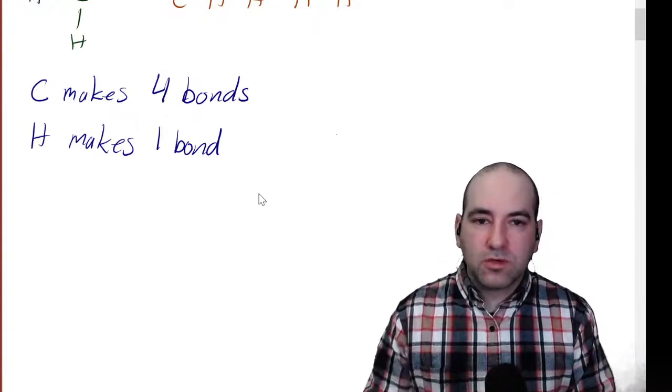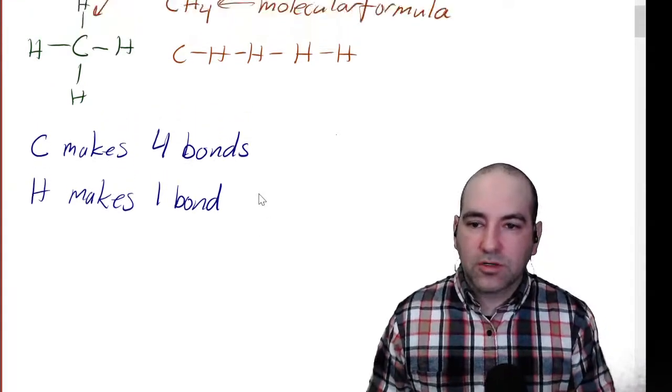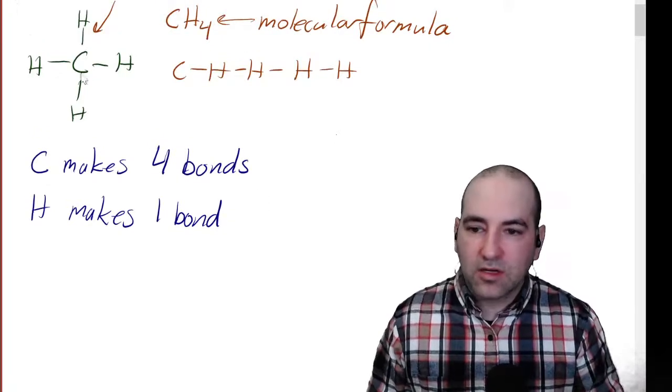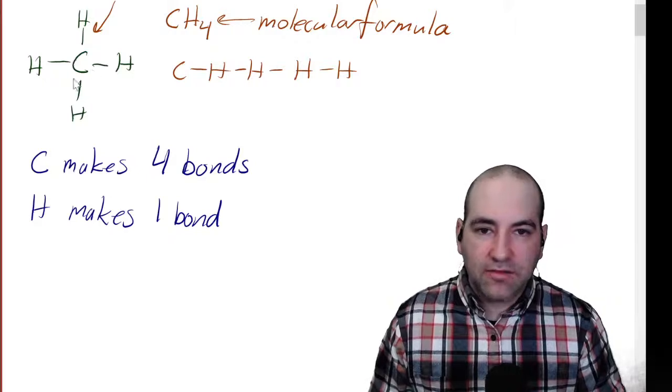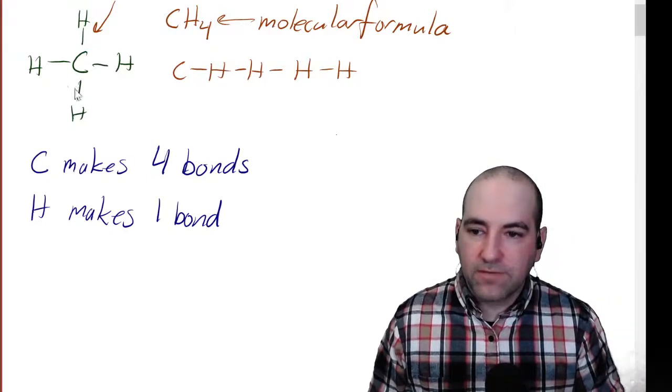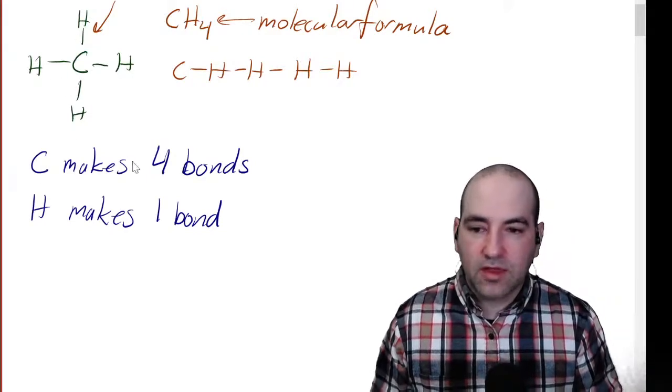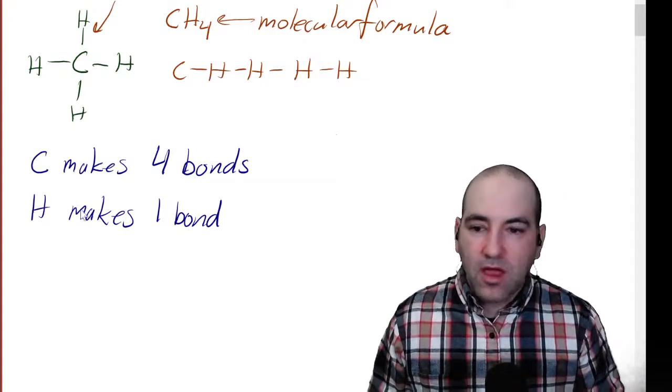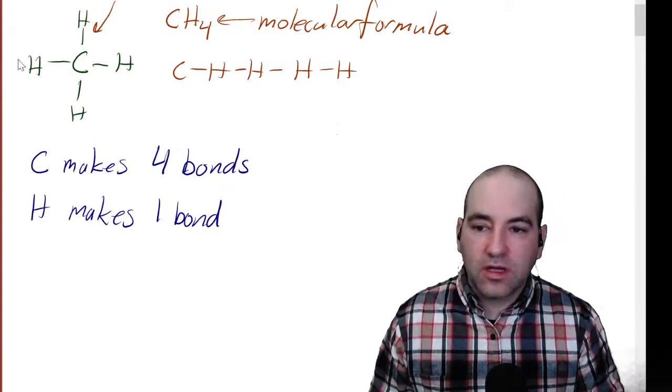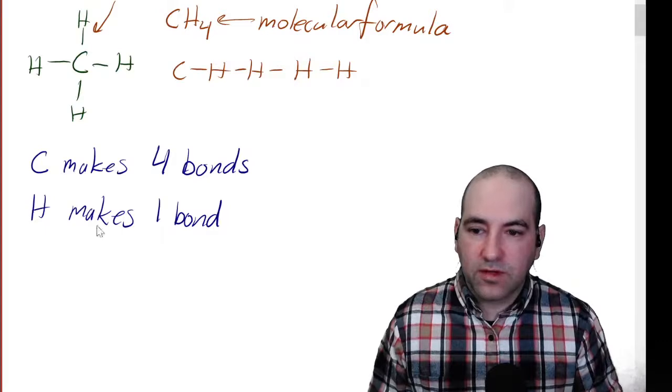So using those two rules then and going back up to our structures, we can see why this is the correct structure and this one is not. Because in the structure on the left, we see carbon with 4 connections to other atoms. So that follows this first rule. And we see hydrogen with 1 connection to another atom, which follows the second rule.